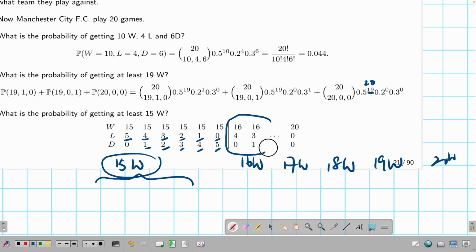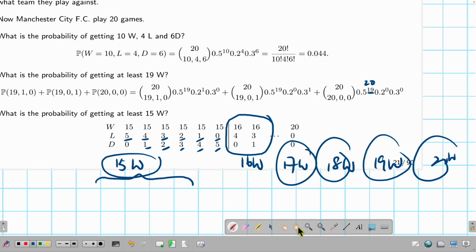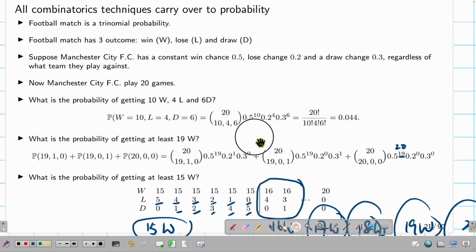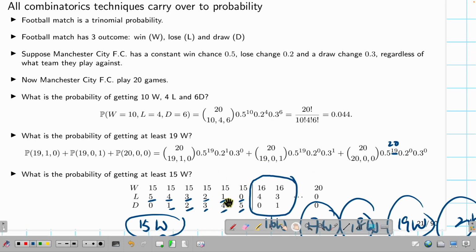And you do the same for 16 wins, and 17 wins, 18 wins, 19 wins, 20 wins, and then you have a bunch of numbers. You add all of them because these are disjoint cases, so you can use the sum rule. This is just an illustration. Usually for this kind of thing, you need a computer to do that.